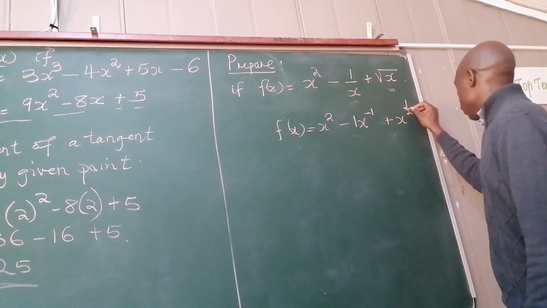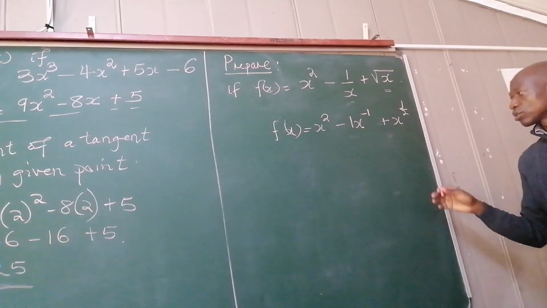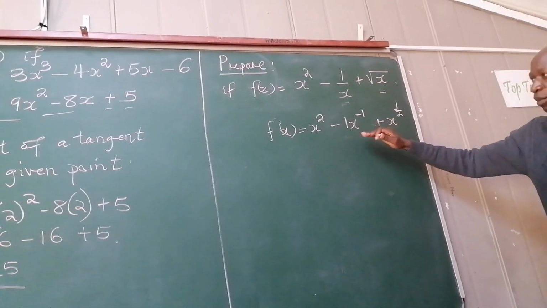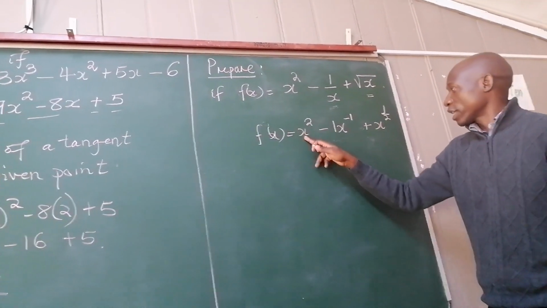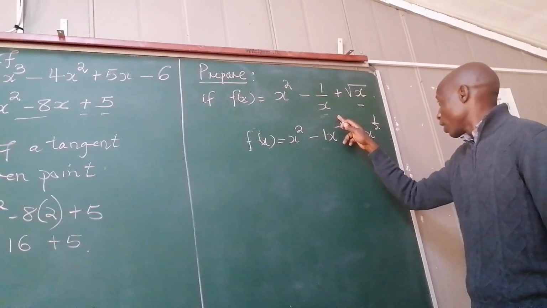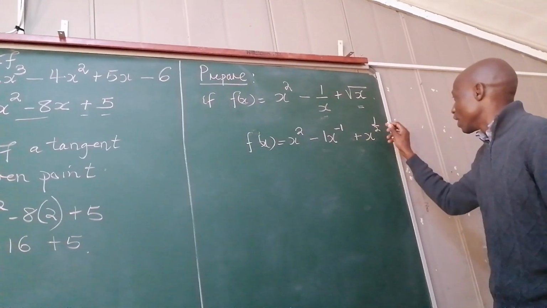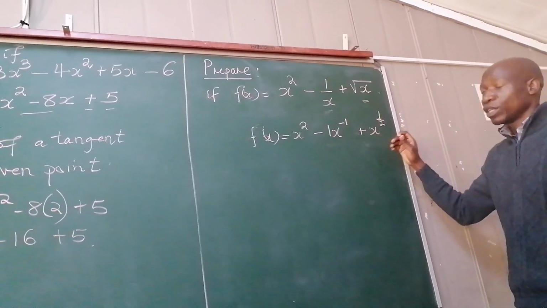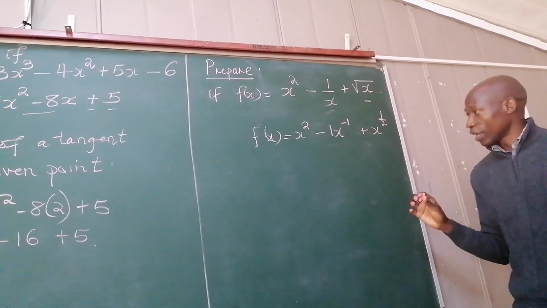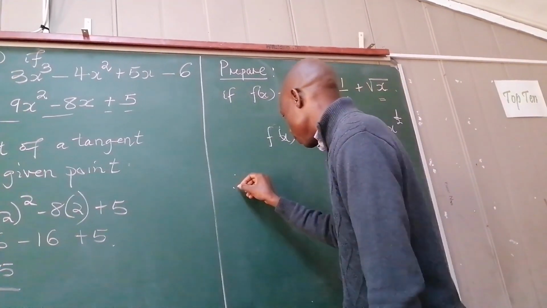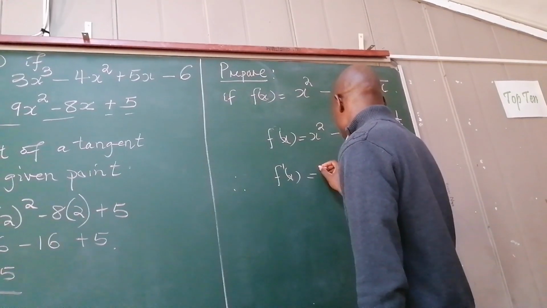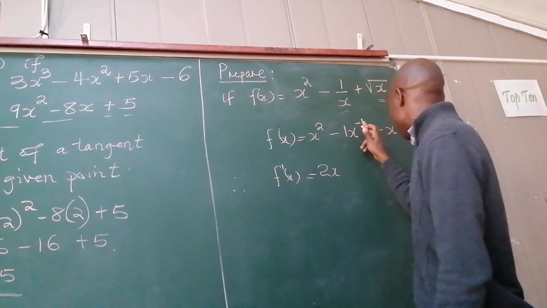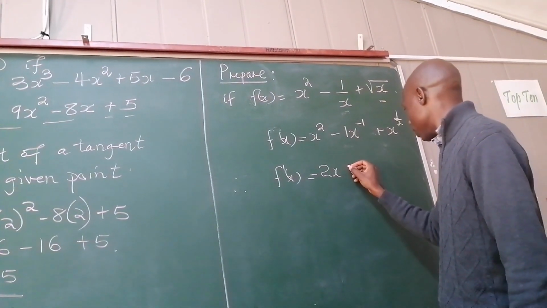In other words, we are now seeing the laws of exponents being used in preparing to differentiate. Now at this stage, we have ax to the power n, ax to the power n, ax to the power n. Now the function is ready to be differentiated. Only then can we write, therefore, our f prime of x is equal to this one, 2x, and then this one minus 1 times 1, this gives us positive 1.